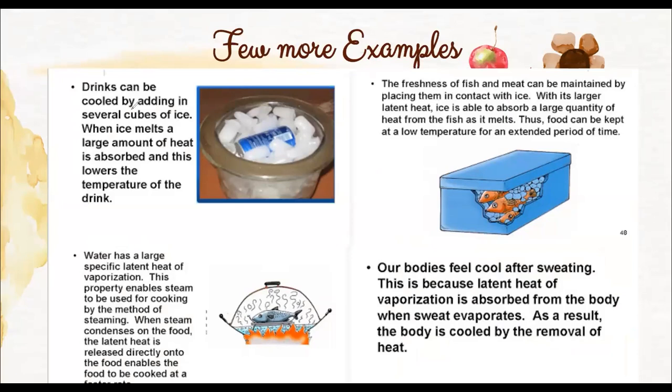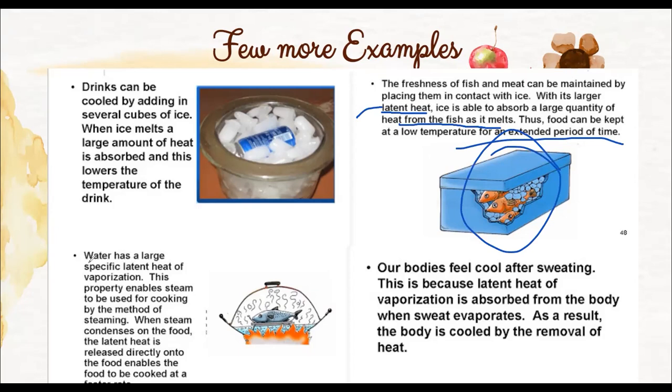For example, drinks can be cooled by adding several ice cubes. When ice melts, a large amount of heat is absorbed, and this lowers the temperature of the drink. So this tells you that water has high heat of fusion. Then the freshness of fish and meat can be maintained by placing them in contact with ice. With its large latent heat, that is heat of fusion, ice is able to absorb a large quantity of heat from the fish as it melts. So food can be kept for a longer period of time in this ice setup.